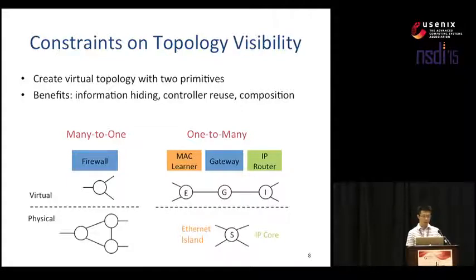The second primitive is one-to-many mapping, which virtualizes a single physical switch into multiple virtual switches. For example, the virtual switch S here connects an Ethernet island and the IP core. For the traffic inside the Ethernet island, the switch S acts as a MAC learner. And for the traffic inside the IP core, the switch S acts as the IP router. And for traffic between the Ethernet island and the IP core, switch S acts as a gateway.